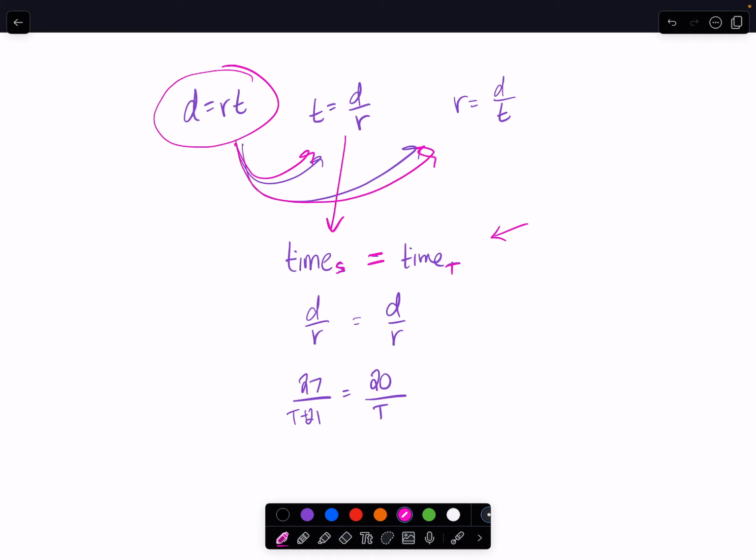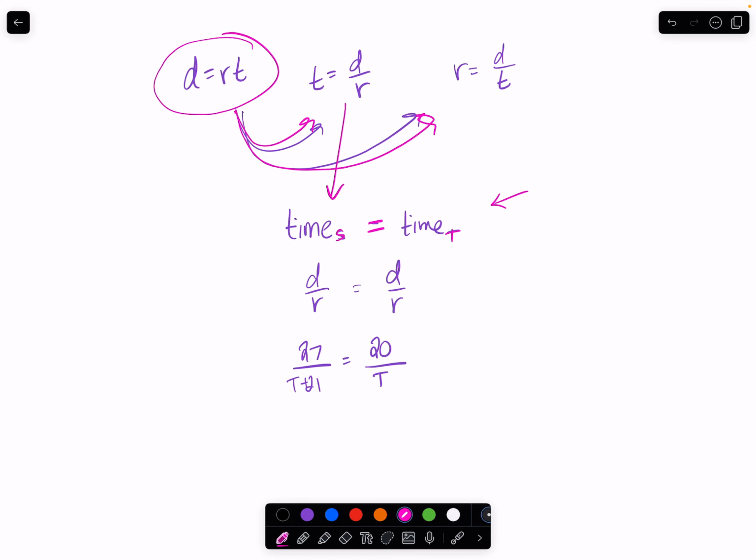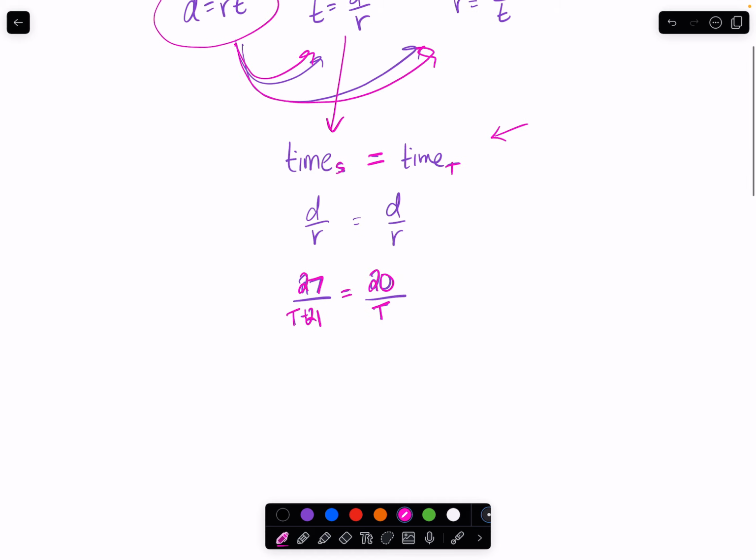And then when I read through the problem, it says that Sarah drove 27 miles in the same time that Tracy drove 20 miles, so I can plug in their distances. And then it doesn't say how fast Tracy's going, so I just used a T for how fast Tracy was going. But it does say that Sarah drove 21 miles per hour faster than Tracy. So if Tracy drove T, then Sarah drove T plus 21 miles per hour.